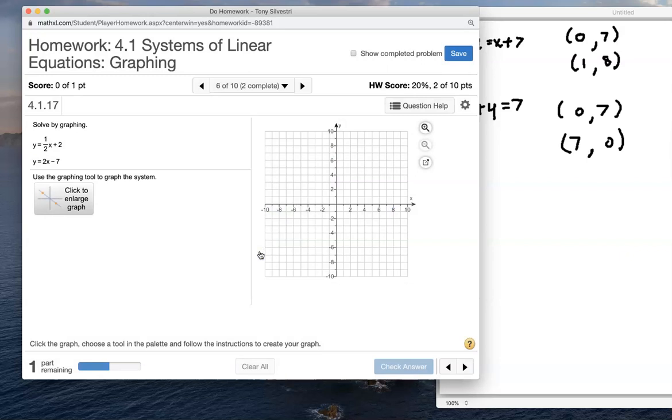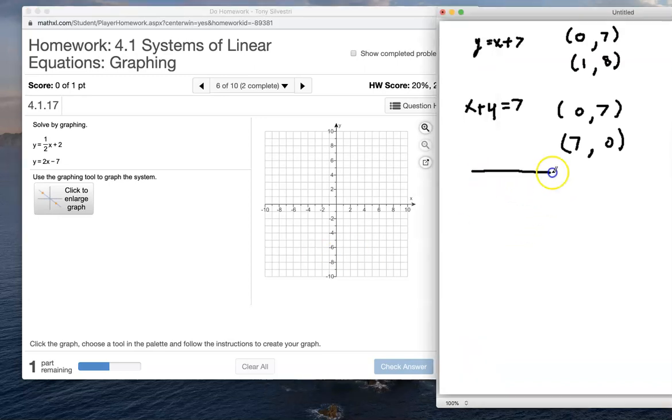Now, let's take a look at this one. These are fun. These aren't that bad. I think I'm going to use the same piece of paper here. Y equals 1/2 x plus 2. Well, since the x is on one side by itself, I'm going to pick x is 0. And 0 times 1/2 is 0, plus 2. Y has got to be 2. So we got 1 point.